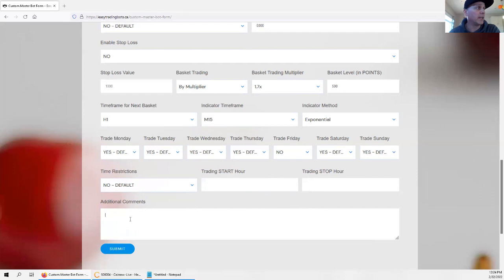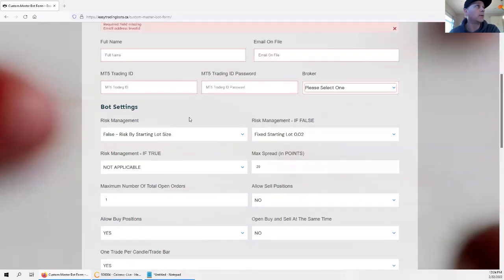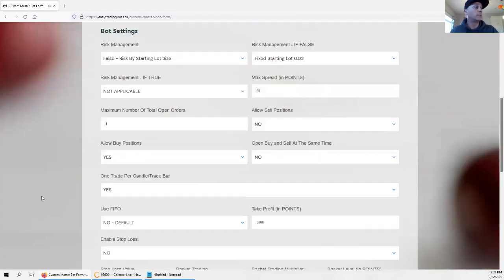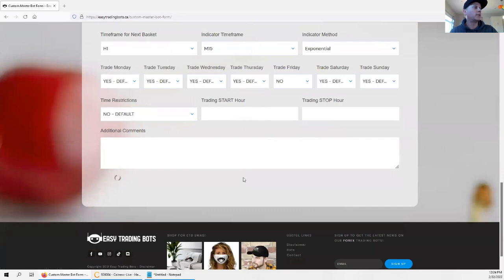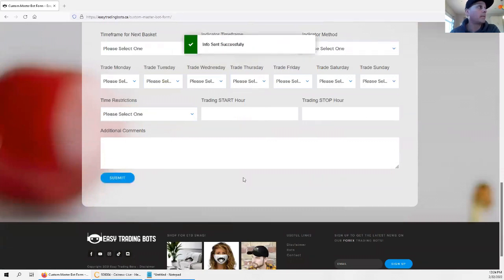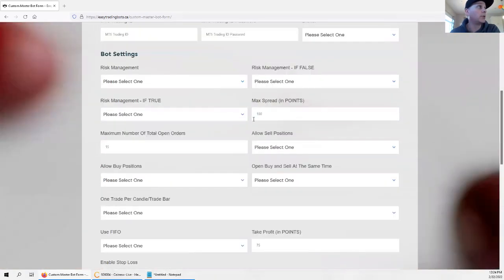And then if you have any additional comments here, you can submit that. Let's see. I didn't really put anything in here, but let's just go ahead and put some stuff in here. Go ahead and hit submit. And then your info is sent successfully. And that's it. That's basically what you do with the form.